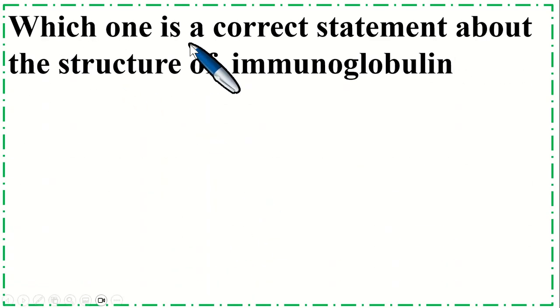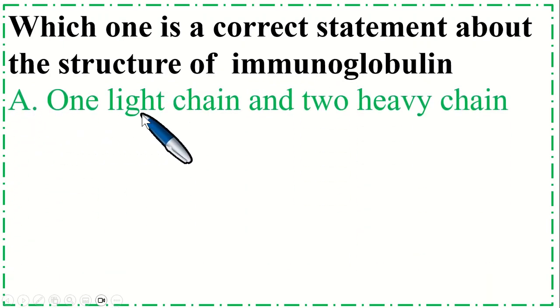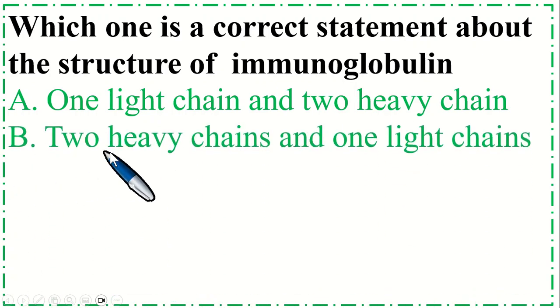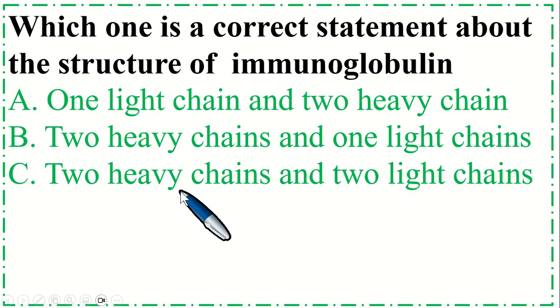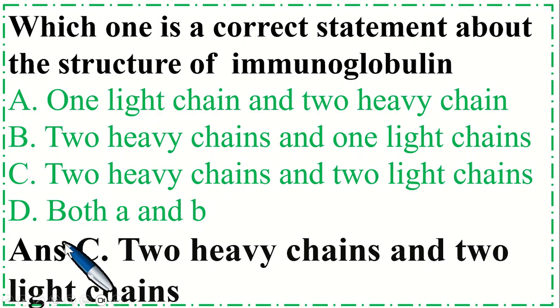Which one is a correct statement about the structure of immunoglobulin? Option A. One light chain and two heavy chains. B. Two heavy chains and one light chain. Option C. Two heavy chains and two light chains. And option D. Both A and B. So the correct option is C. Two heavy chains and two light chains.